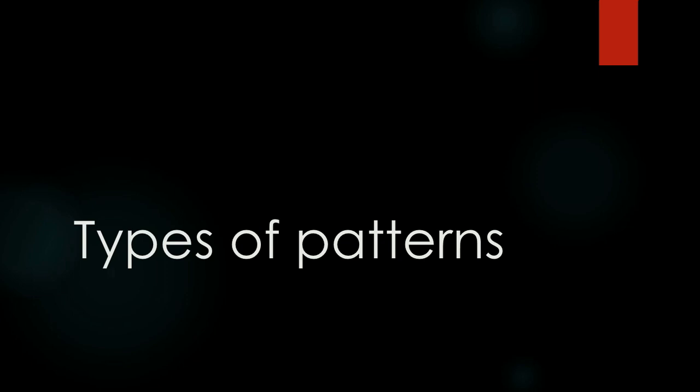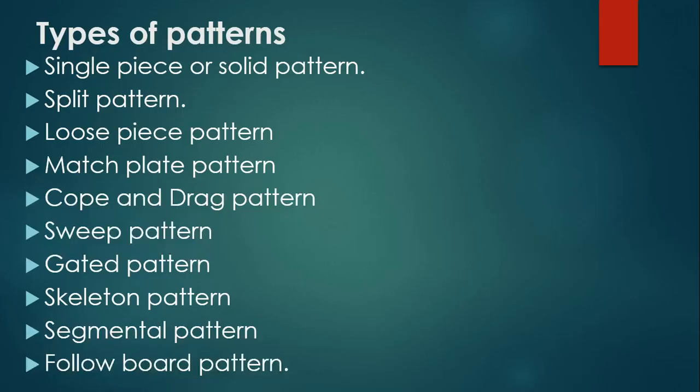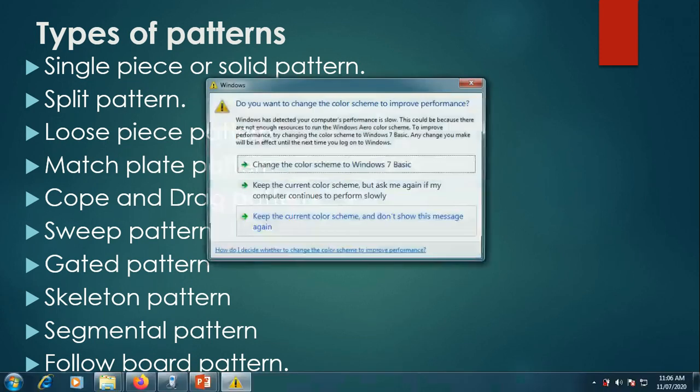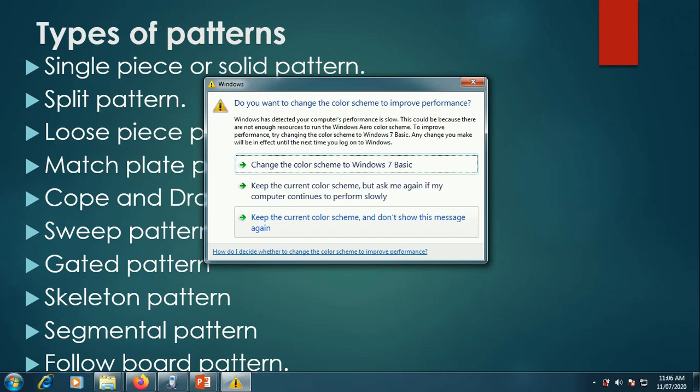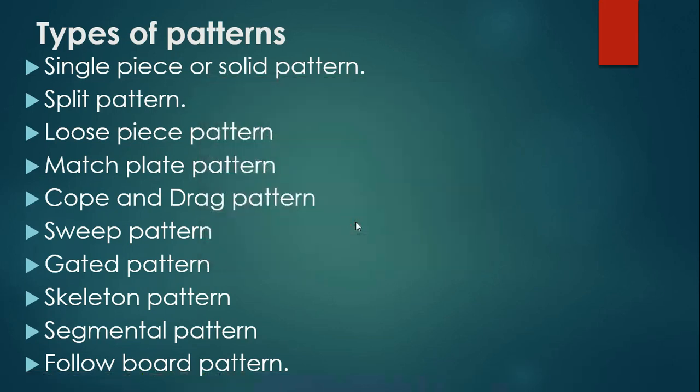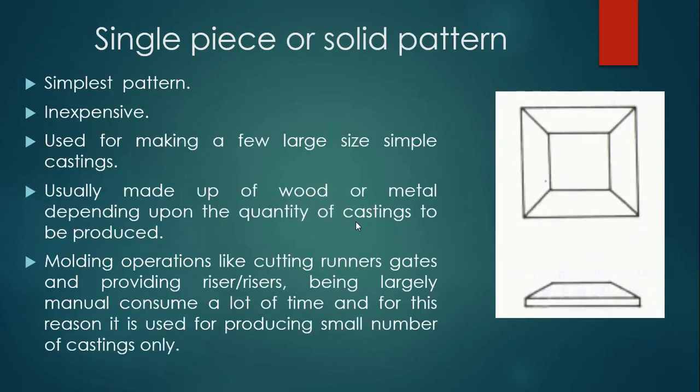Now one by one we will see the types of pattern. There are 10 different types of pattern: single piece or solid pattern, split piece pattern, loose piece pattern, match plate pattern, cope and drag pattern, sweep pattern, gated pattern, skeleton pattern, segmental pattern and hollow board pattern. One by one we will see each type of pattern and its application.